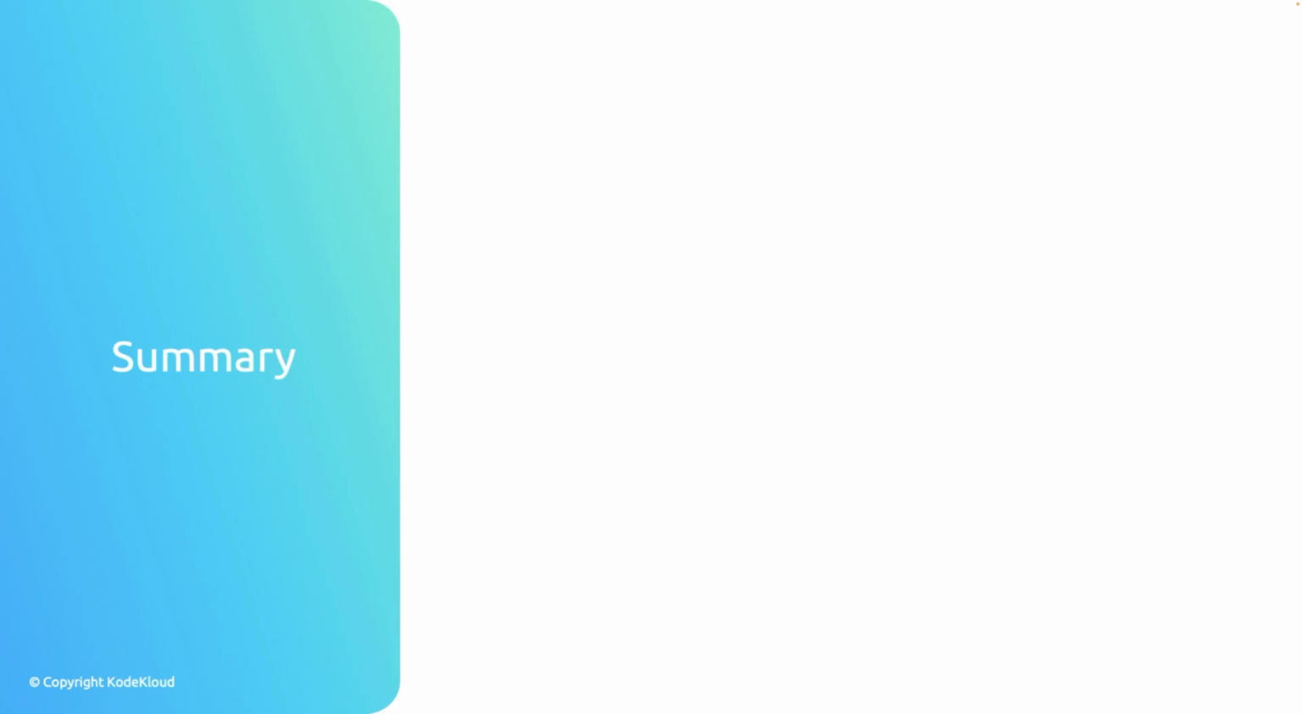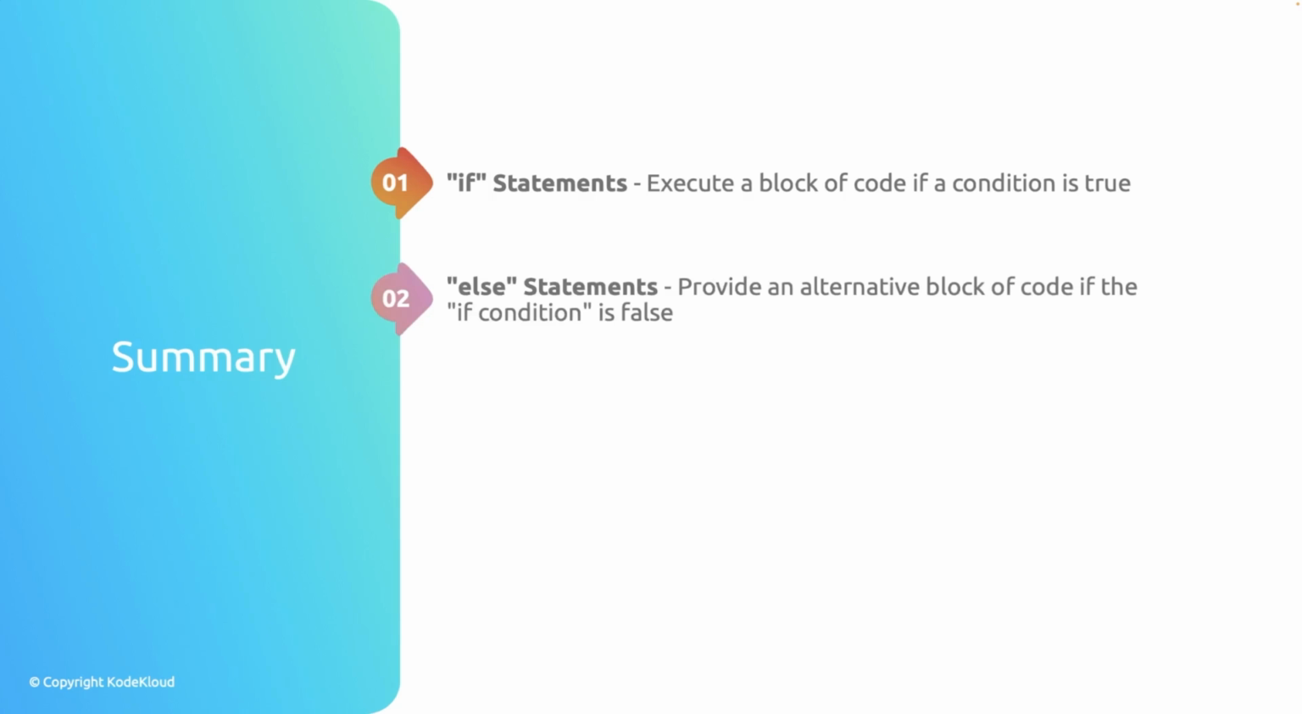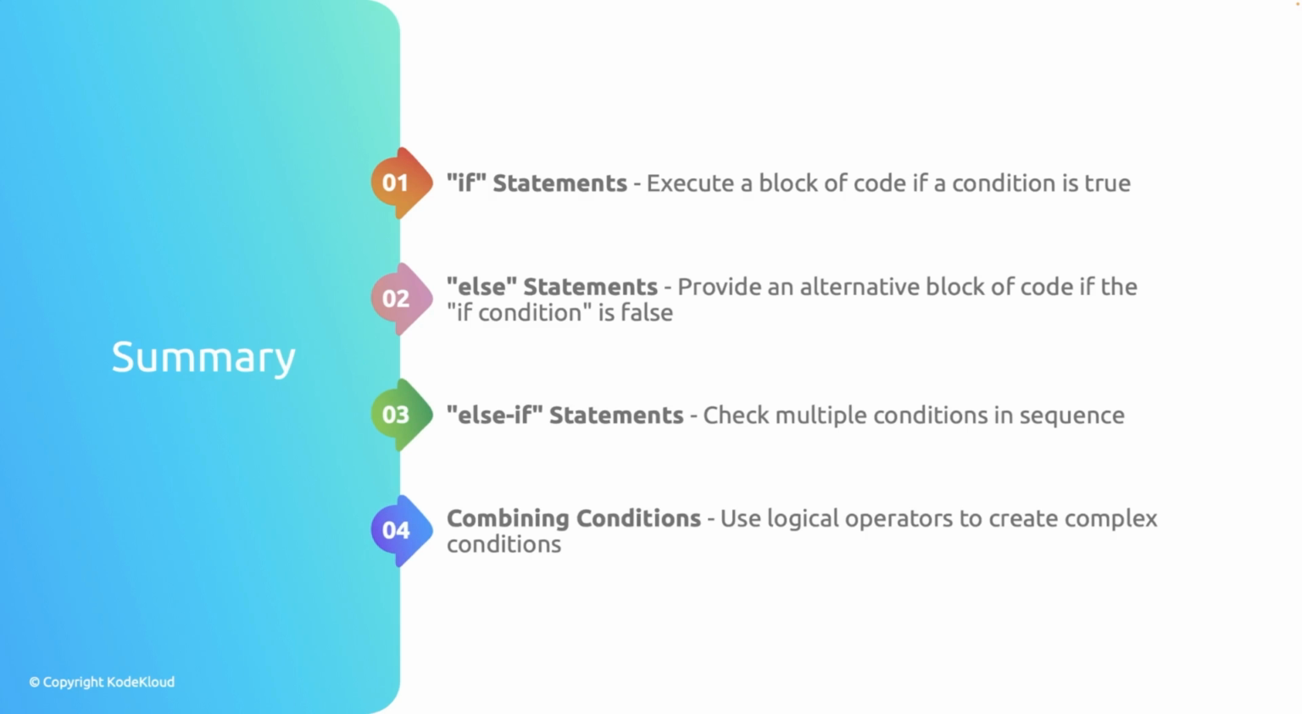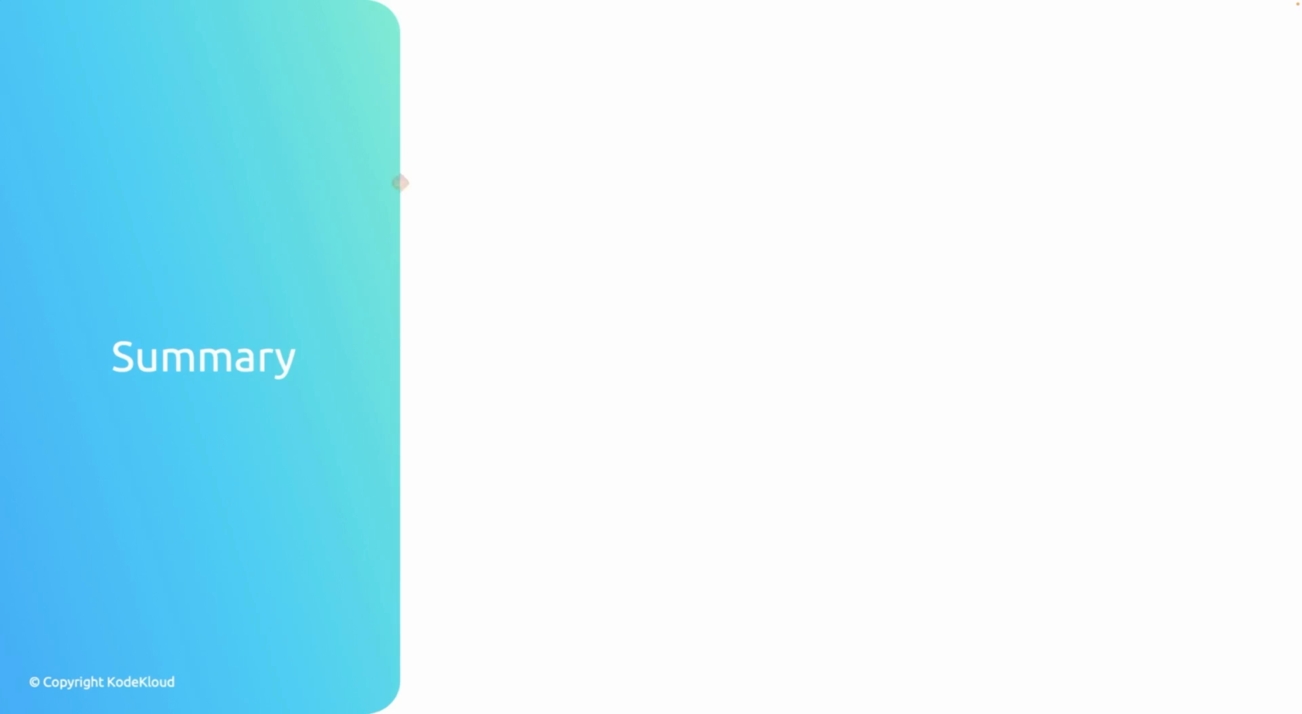Here's a summary of what we've covered. First, if statements, they help you execute a block of code if a condition is true. Else statements, they provide an alternative block of code if the if condition is false. Else if statements, they check multiple conditions in sequence. Combining conditions, you can use logical operators to create complex conditions. And then you have using if in a let statement, which lets you assign values conditionally.